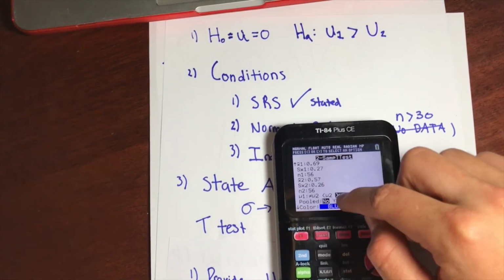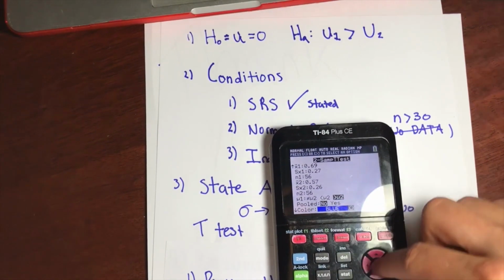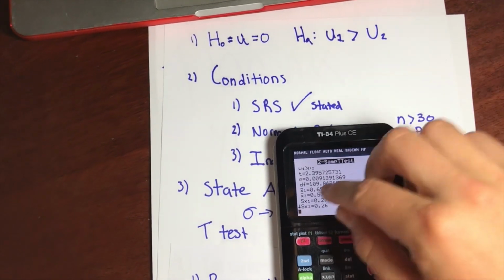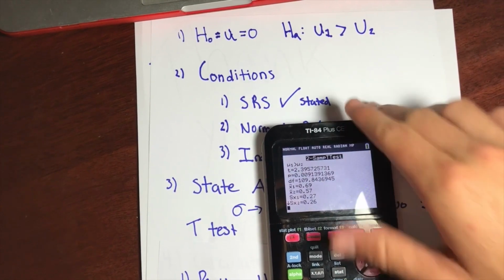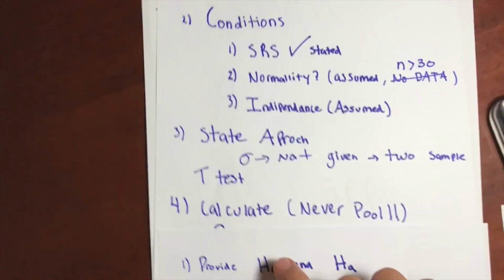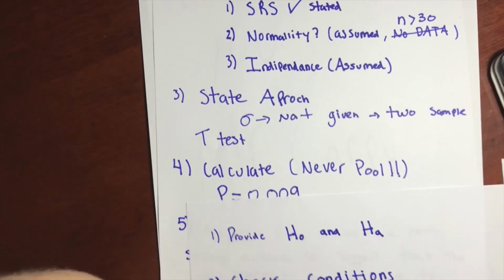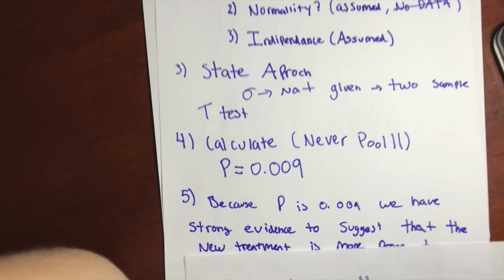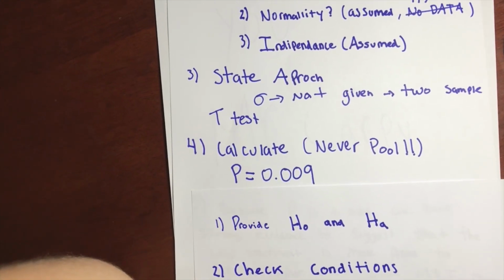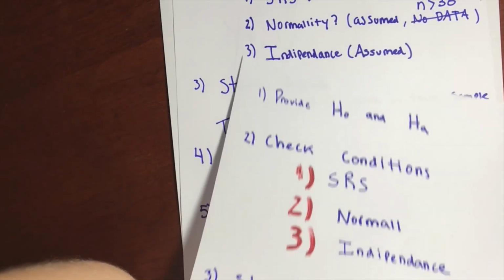And remember, we never pool. It's always right not to pool. So now we go to calculate, and we see that our p-value here, 0.0069, is really, really small. Now, since it's really small, we go to our last step.